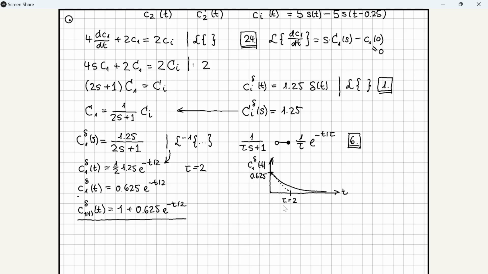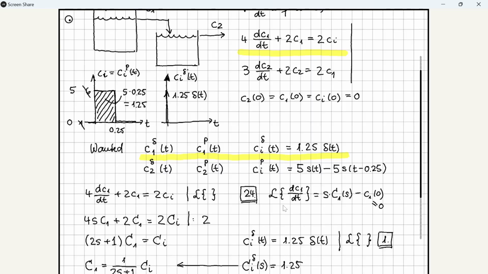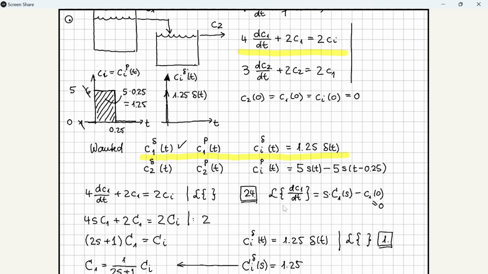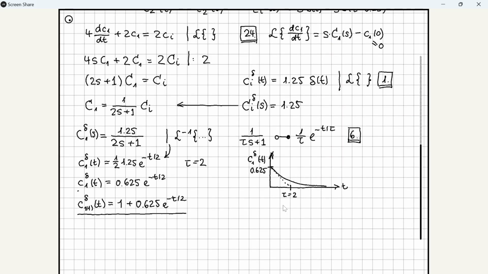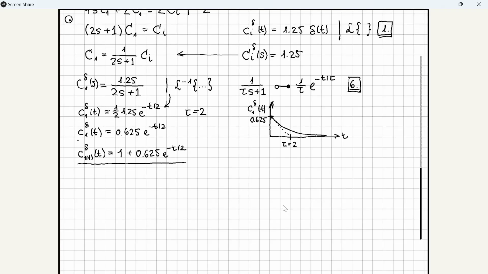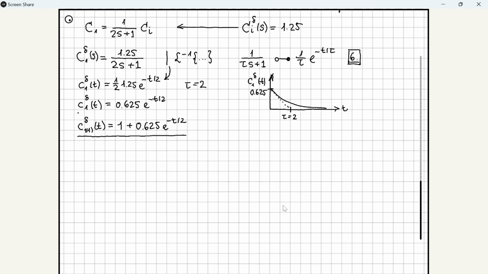So now I would like to compare it, if you're looking back up here to our list. So we've done this guy here. Now we would like to know what's happening with the pulse. How does it compare to the pulse? I can use the same equation that I had earlier on, which is C1 equals 1 over 2s plus 1 times Ci. But now I have to do the Laplace transform of the pulse.